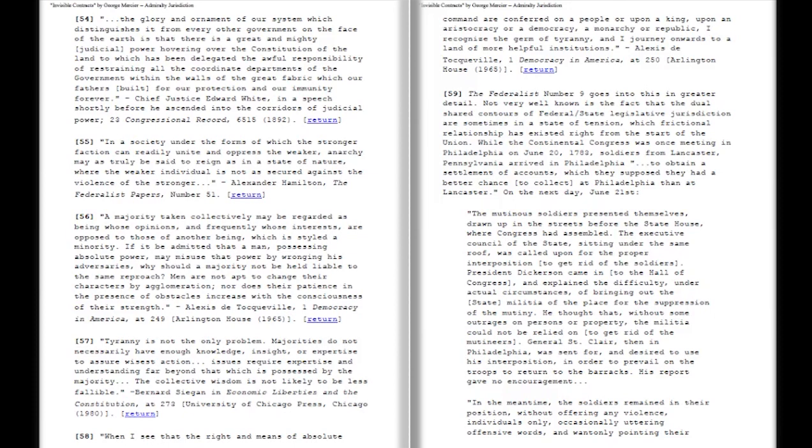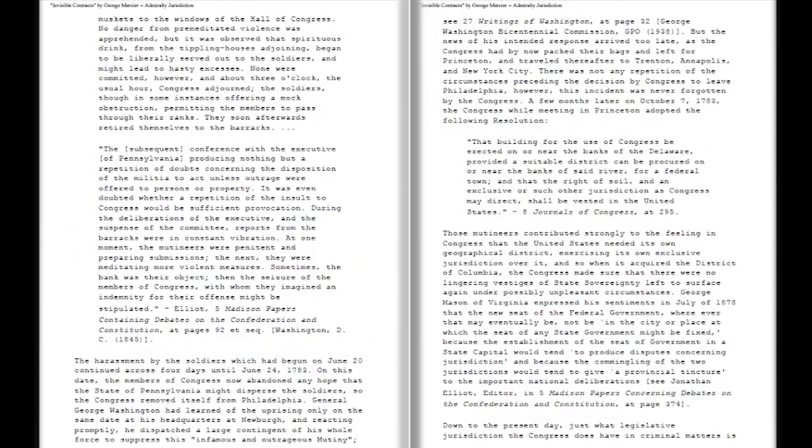In the meantime, the soldiers remained in their position, without offering any violence. Individuals only, occasionally uttering offensive words, and wantonly pointing their muskets to the windows of the Hall of Congress. No danger from premeditated violence was apprehended, but it was observed that spirituous drink, from the tippling houses adjoining, began to be liberally served out to the soldiers, and might lead to hasty excesses. None were committed, however, and about 3 o'clock, the usual hour, Congress adjourned, the soldiers, though in some instances offering a mock obstruction, permitting the members to pass through their ranks. They soon afterwards retired themselves to the barracks.